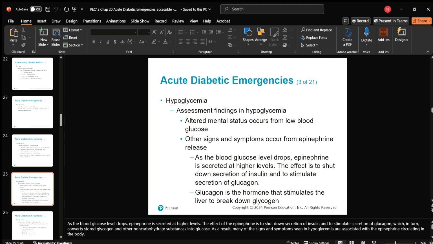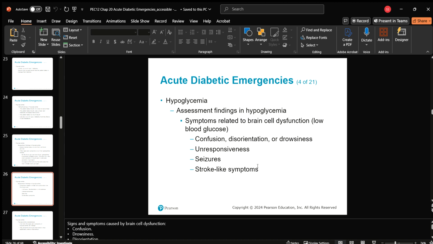As the glucose level drops, epinephrine is secreted, okay, at higher levels to shut down the secretion of insulin and stimulate the excretion of glucagon. Glucagon comes from what organ? The what? Nope. What was the other organ that we said? Liver. The liver. All right, so now the liver's getting involved. And it's trying to do its best, but it can only do so much.